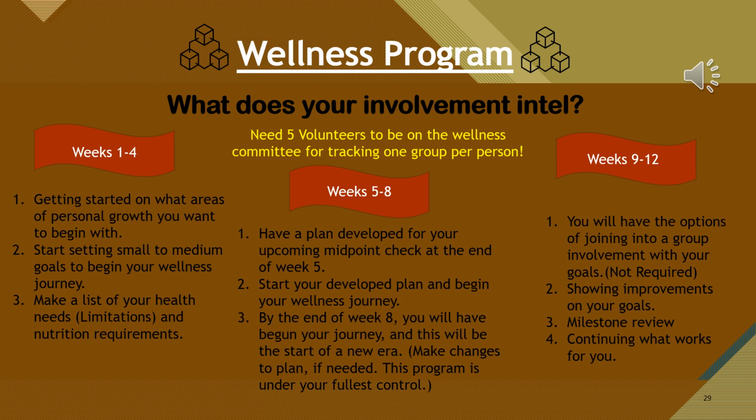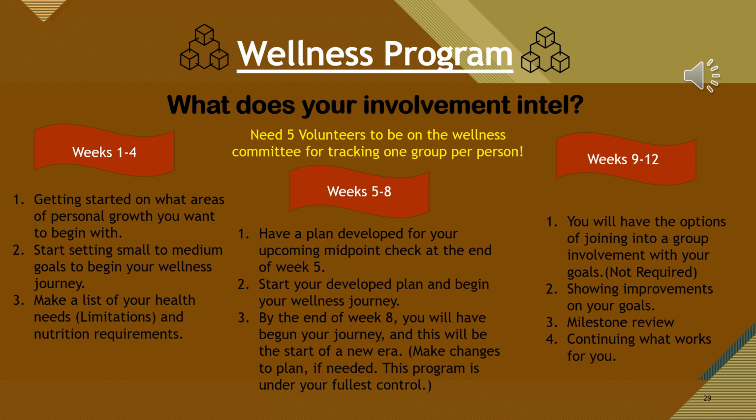The next step of the program is to identify what your involvement entails. With this program, we need 5 volunteers to be on the wellness committee for tracking 1 group per person. What this will look like for the first 12 weeks is that you will be cut into 3 different phases of goal setting and progress. Within weeks 1 through 4, you will be getting started on what areas of personal growth you want to begin with. And then next you're going to start setting small to medium goals to begin your wellness journey.